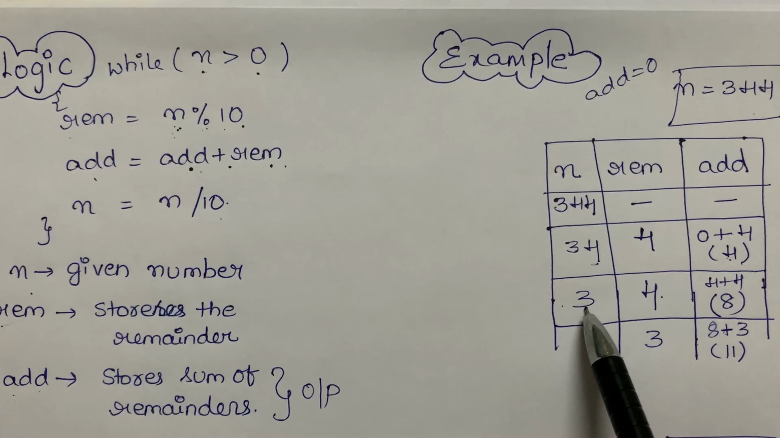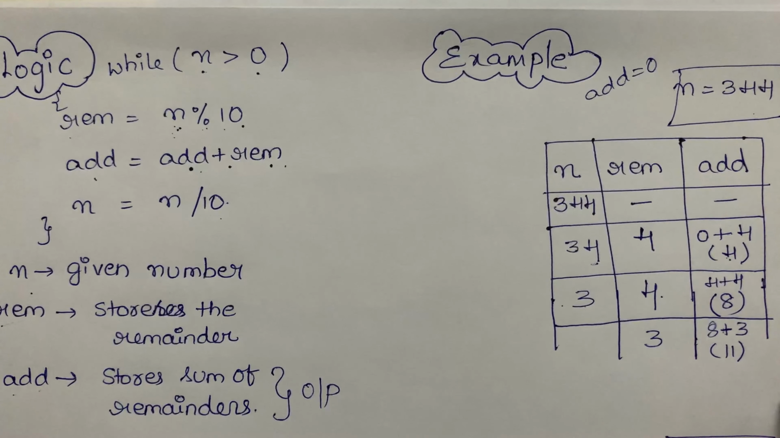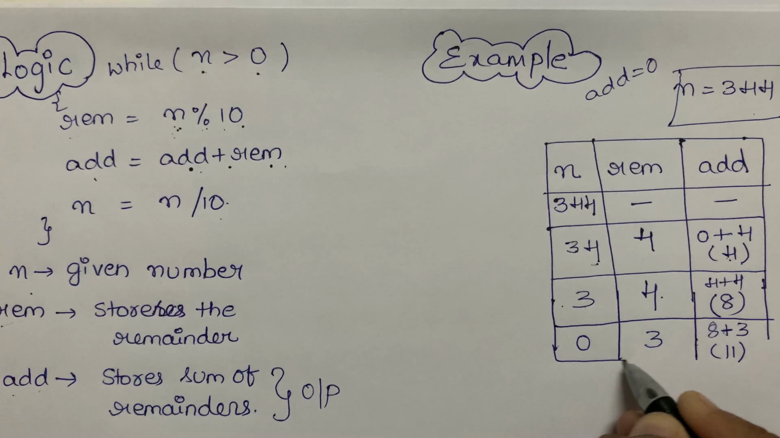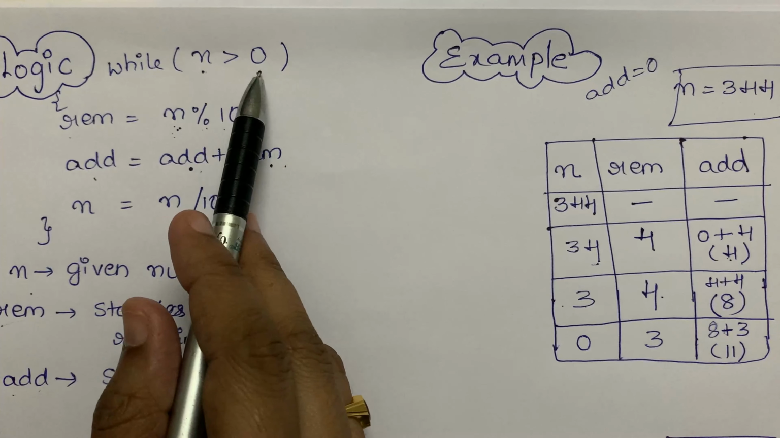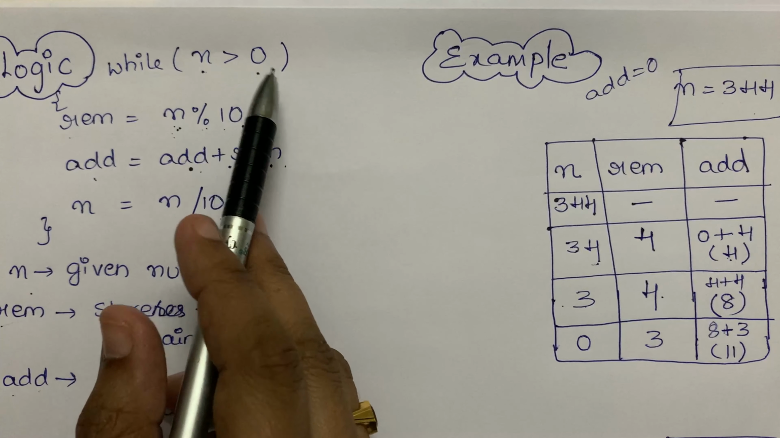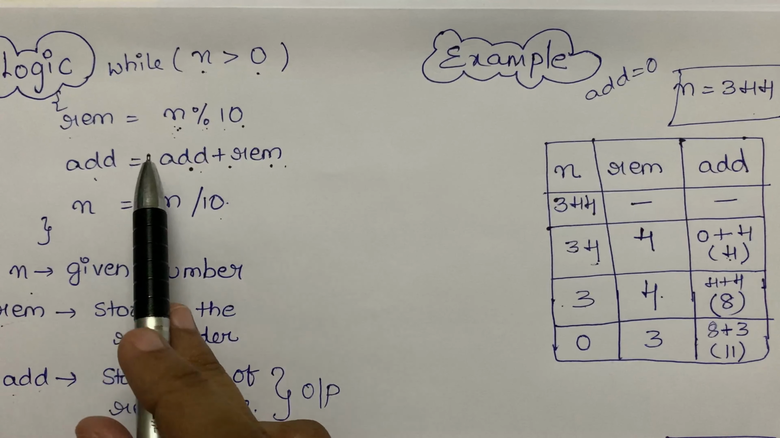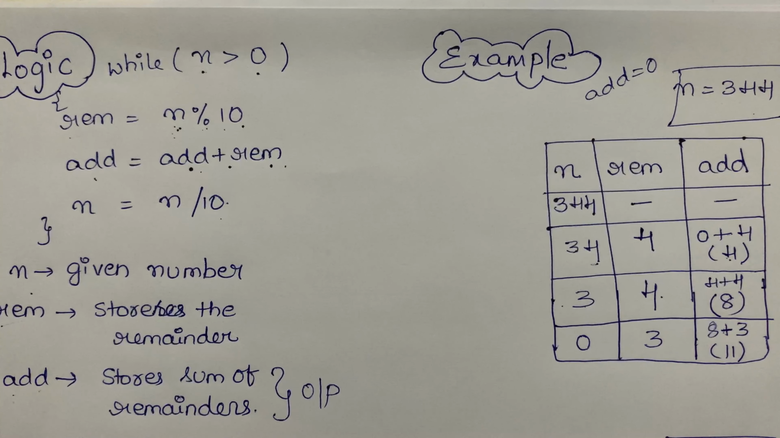Now the third statement is N is equal to N by 10. N value is 3, and how much is 3 by 10? It will be 0 point something. As we are considering integers, the answer will be 0. N stores 0. Now again the loop repeats. 0 greater than 0, condition false. False means it doesn't enter into the while loop and comes outside the loop.